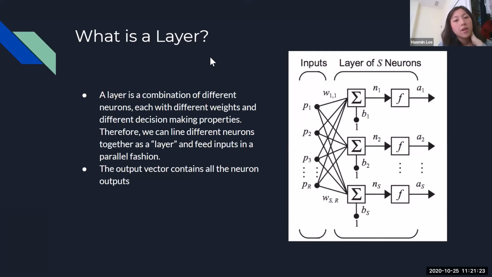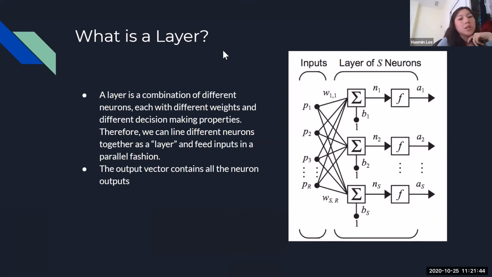Okay, and then let's go over what a layer is. A layer conceptually is just you take a lot of neurons and you stack them on top of each other and they become a layer. Each neuron has different weights and different decision-making processes, and then you can feed the inputs in a parallel fashion and then get an output vector.